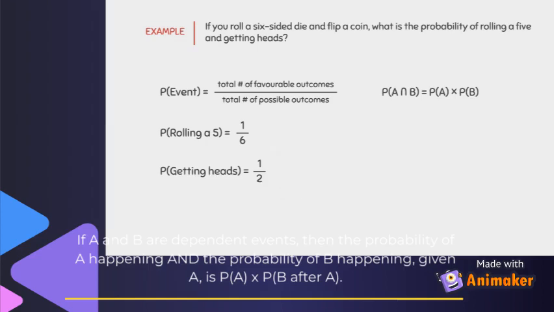Now that we have the probabilities for each event, we can use the formula. And all we have to do is multiply them together. 1 over 6 times 1 over 2 gives us an answer of 1 over 12. As a result, the probability of rolling a 5 and getting heads is equal to 1 over 12 or 0.0833.